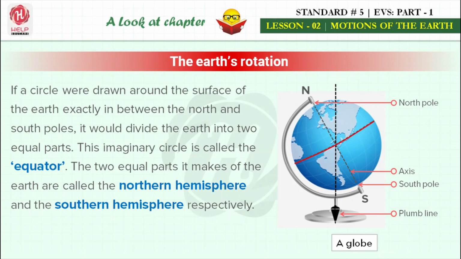If a circle were drawn around the surface of the Earth exactly in between the north and south poles, it would divide the Earth into two equal parts. This imaginary circle is called the equator. The two equal parts it makes of the Earth are called the northern hemisphere and the southern hemisphere respectively.